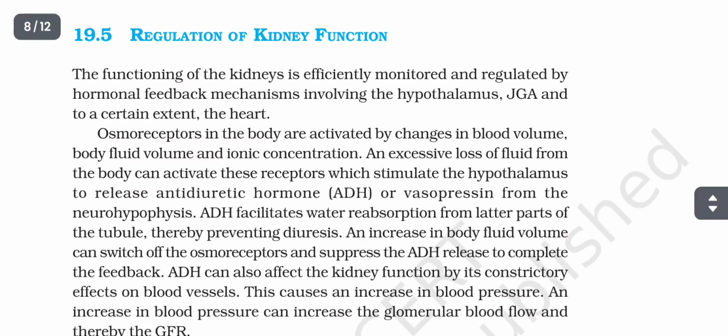Regulation of kidney function. The functioning of the kidney is efficiently monitored and regulated by hormonal feedback mechanisms involving the hypothalamus, JGA, and to a certain extent the heart.